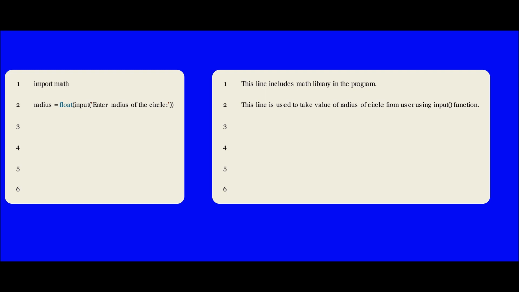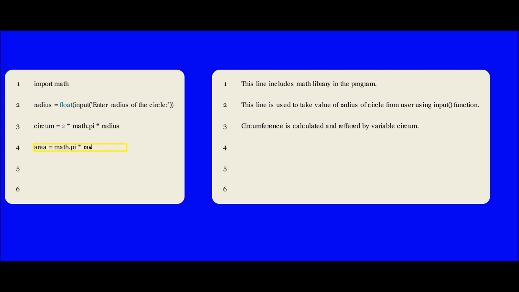In the third line, the expression for circumference is written, which is 2 pi r. Instead of pi, in Python it is written as math.pi, which returns the value of pi, multiplied by radius.